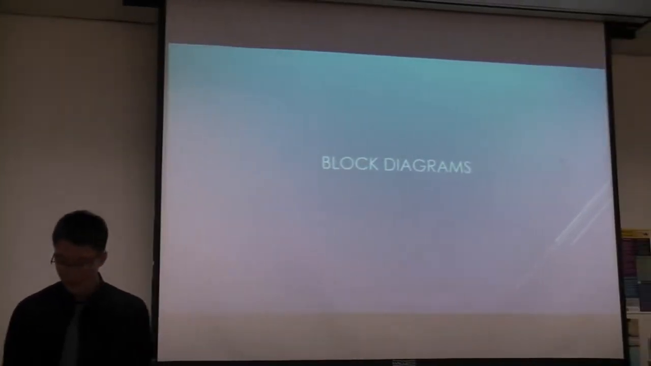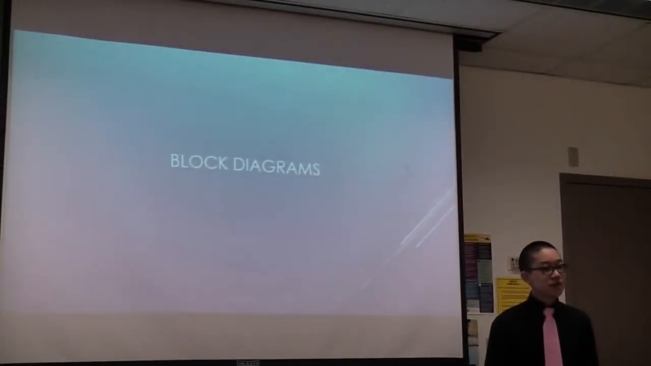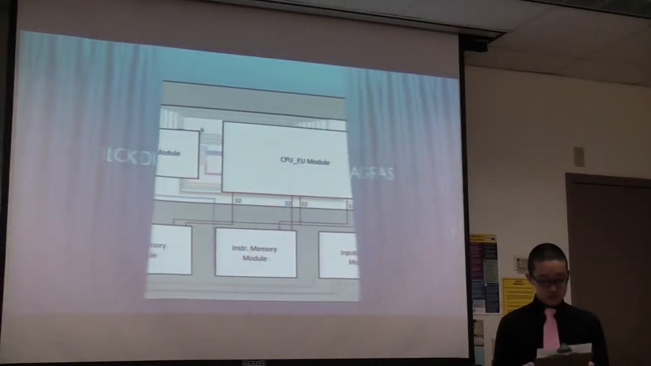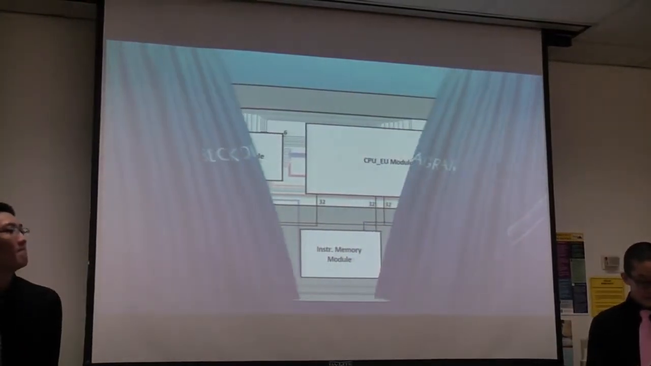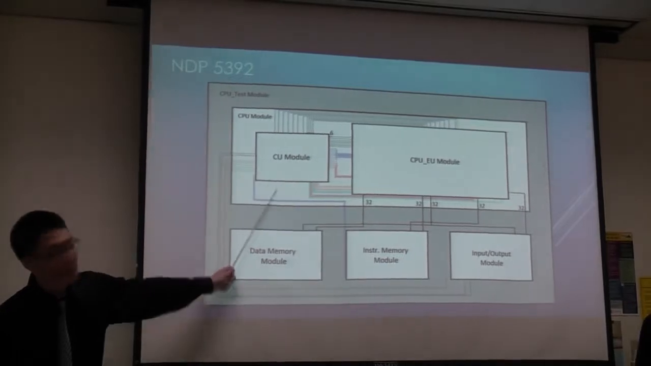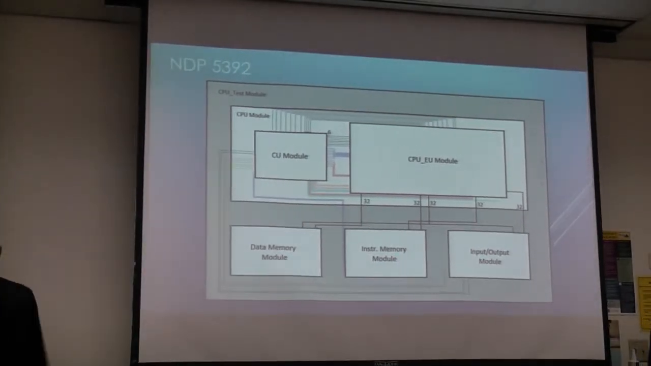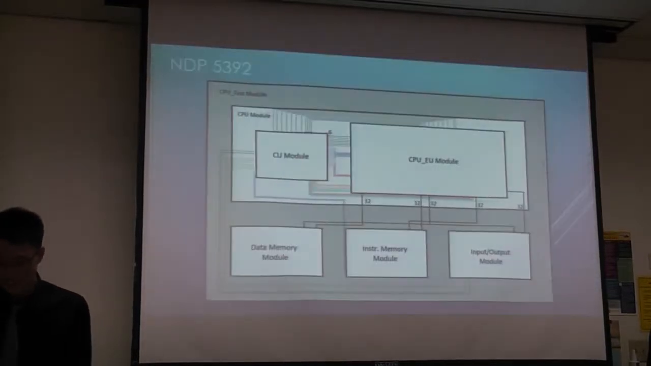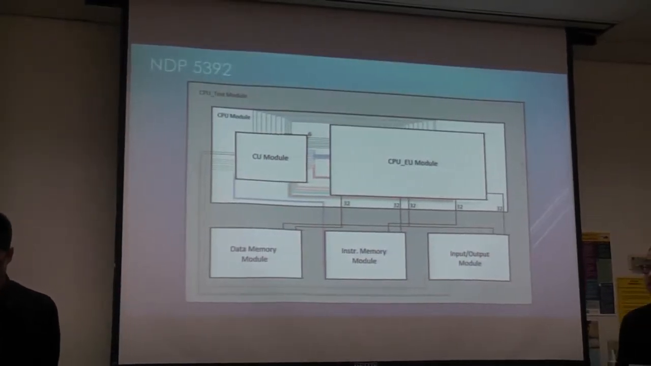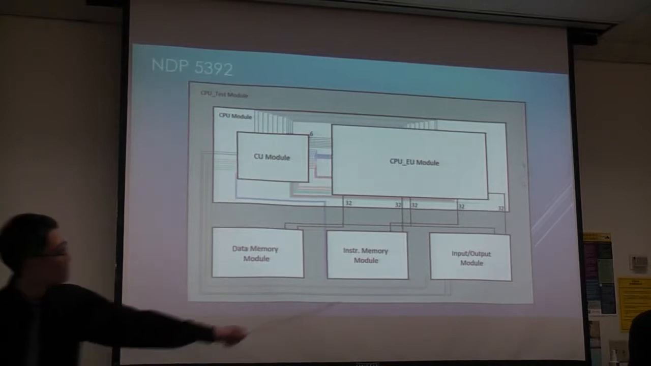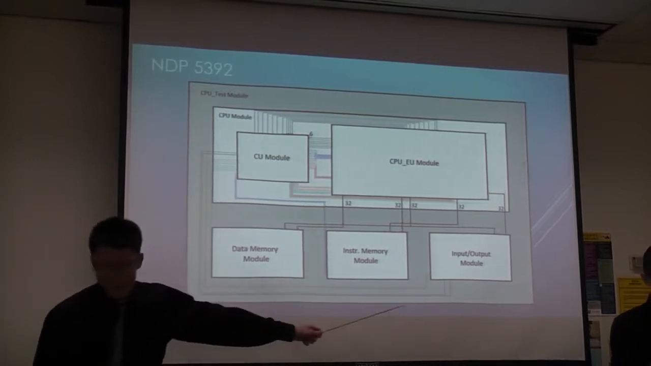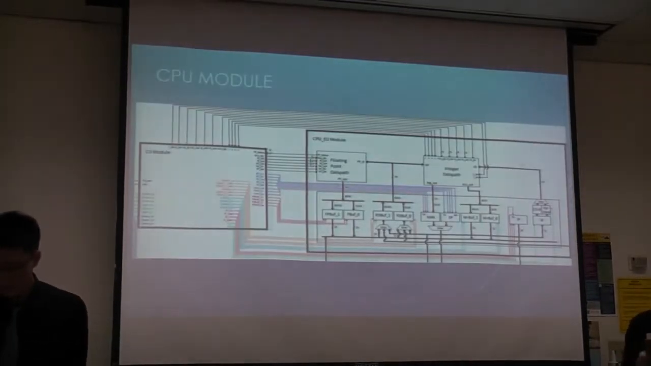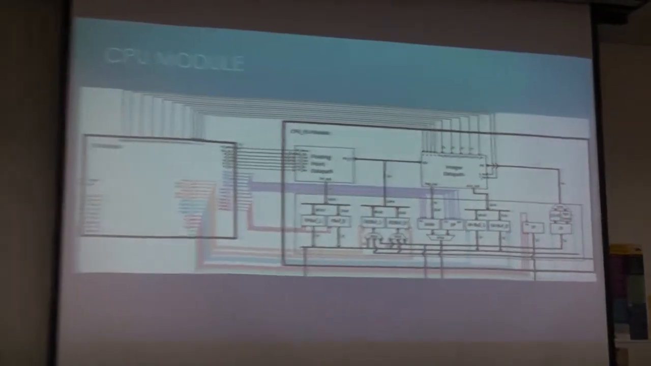And now, without further ado, the NDP 5392. This is our processor. It has three memory modules: the data memory, instruction memory, and input and output. It also has a central processing unit module as well.